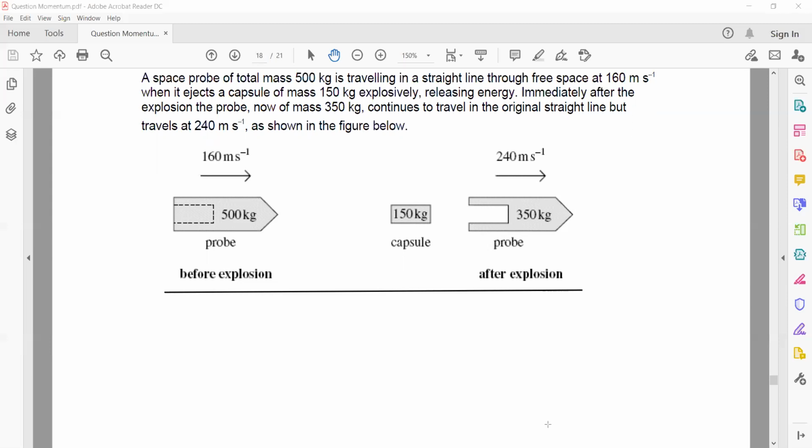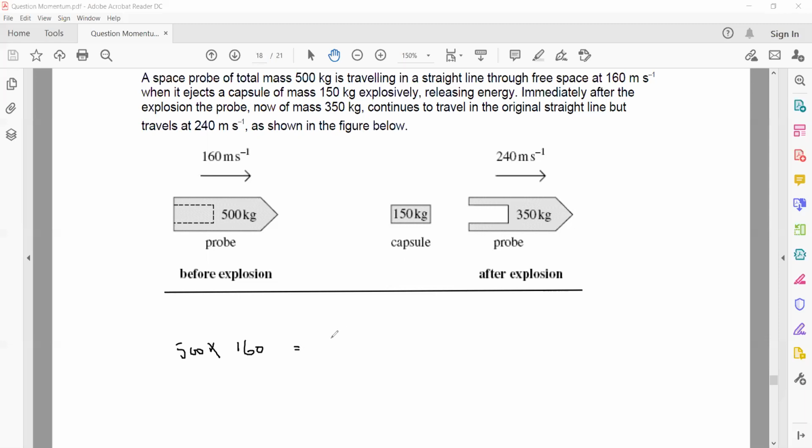So what is the momentum before? You can work it out in this manner: you can consider the capsule, 150 into 160, plus the probe, 350 into 160. Or you can directly, because it's one body in the beginning, take the total mass as 500. So total mass 500 multiplied by velocity 160.